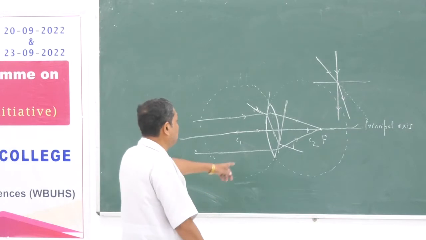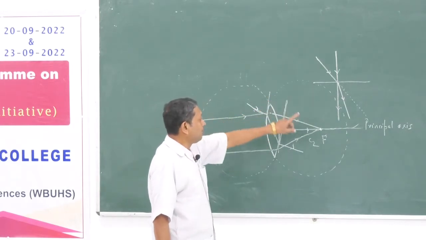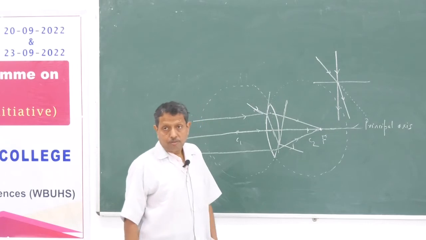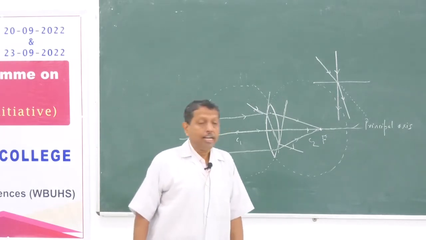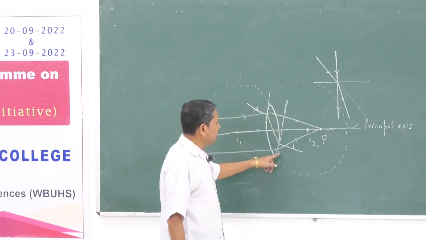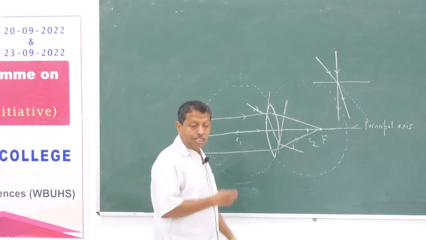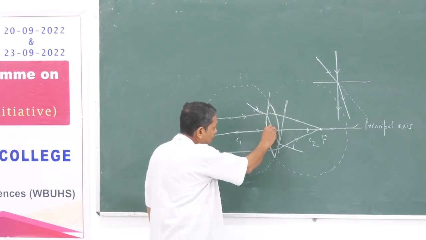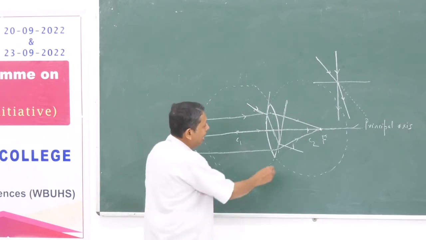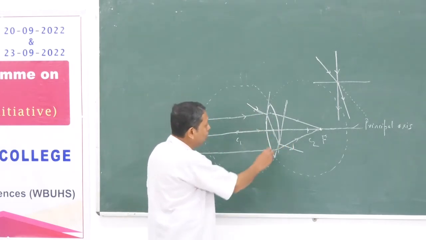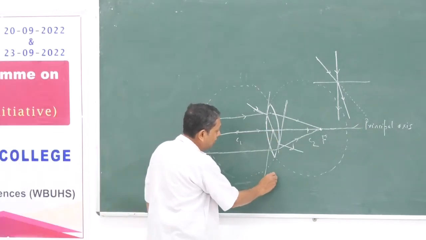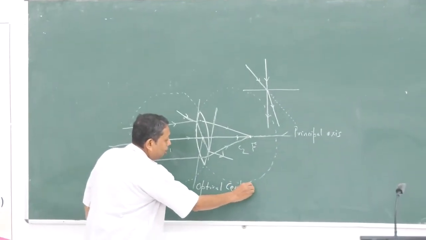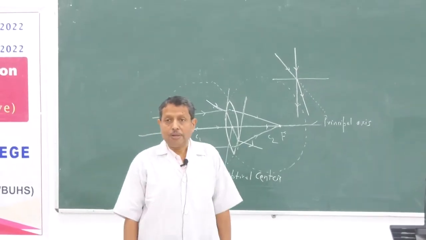Now the concept of the principal axis: suppose there are two spheres, centers at C1 and C2, and if you join them, it forms the principal axis, the optic axis. And if you take two tangents of these cross-sectional circles, and if they are parallel, a light ray traversing through this point will go through this point that crosses the principal axis and emerges parallel to this. Then it is the optical center of the lens. Optical center, C-E-N-T-E-R, of the lens.